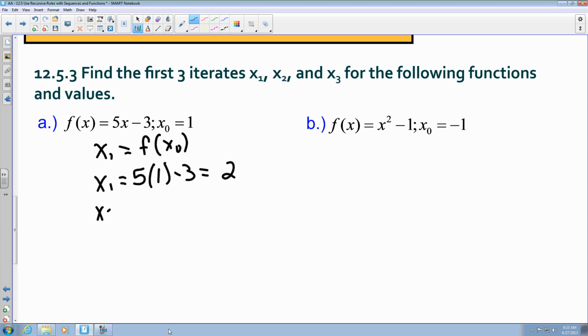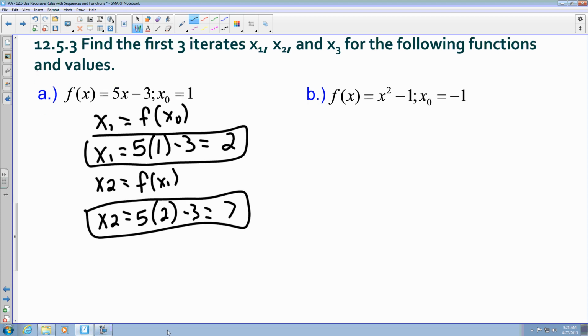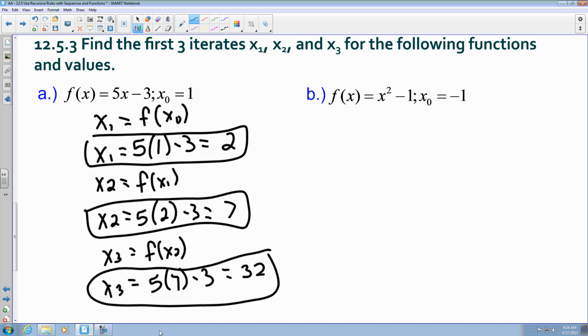To find what x of 2 is going to be, I use the function of x of 1. So x of 2 is going to equal 5 times 2 minus 3, which is going to equal 7. So here's x of 1, here's x of 2. X of 3 is the same thing. I'm going to find the function of x of 2. So x of 3 here is going to be 5 times 7 minus 3, which is going to equal 35 minus 3, which is 32. And so the first three values are going to be 2, 7, and 32.